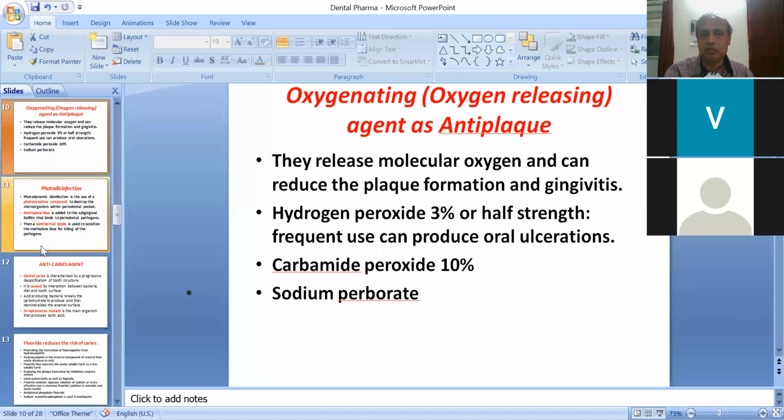Hydrogen peroxide is one of the commonly used oxygenating agents in dental practice, used as an anti-plaque agent, but if it is used frequently, there is a risk of oral ulceration. So limited time use is indicated. Another one is carbamide peroxide, 10%, or sodium perborate. So they all are oxygenating agents which are used as anti-plaque drugs.